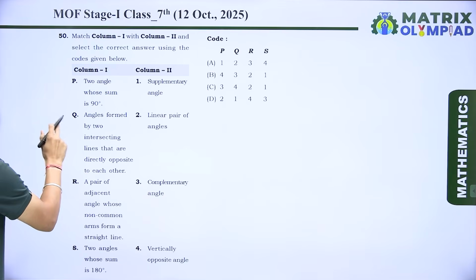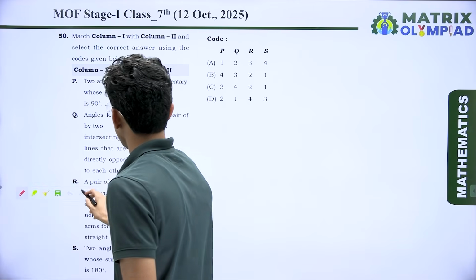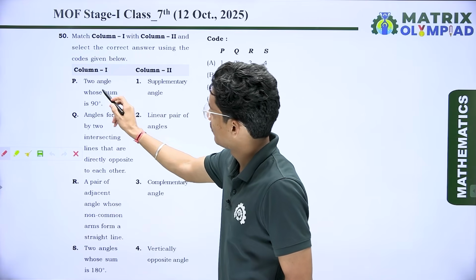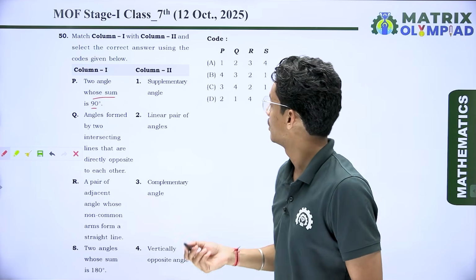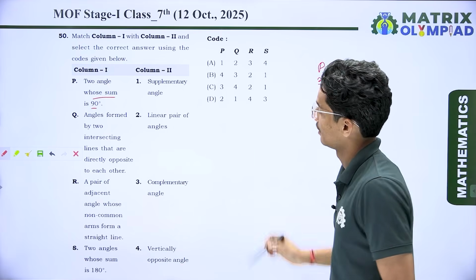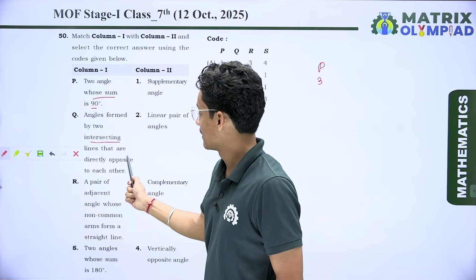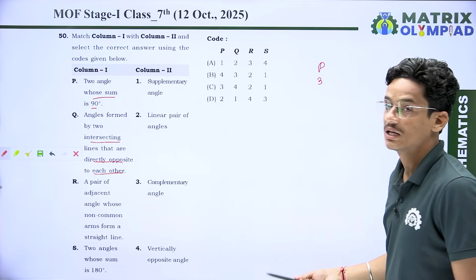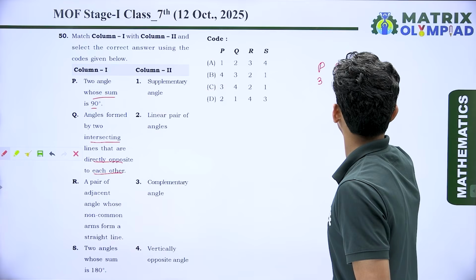Now the next question is to match column 1 and column 2 and select the correct answer using the code given. In P we have two angles whose sum is 90 degree. These angles are known as complementary angles. It means P is connected to 3. Next, angles formed by intersecting lines that are opposite to each other. This angle is known as a vertically opposite angle. So Q is connected to 4.